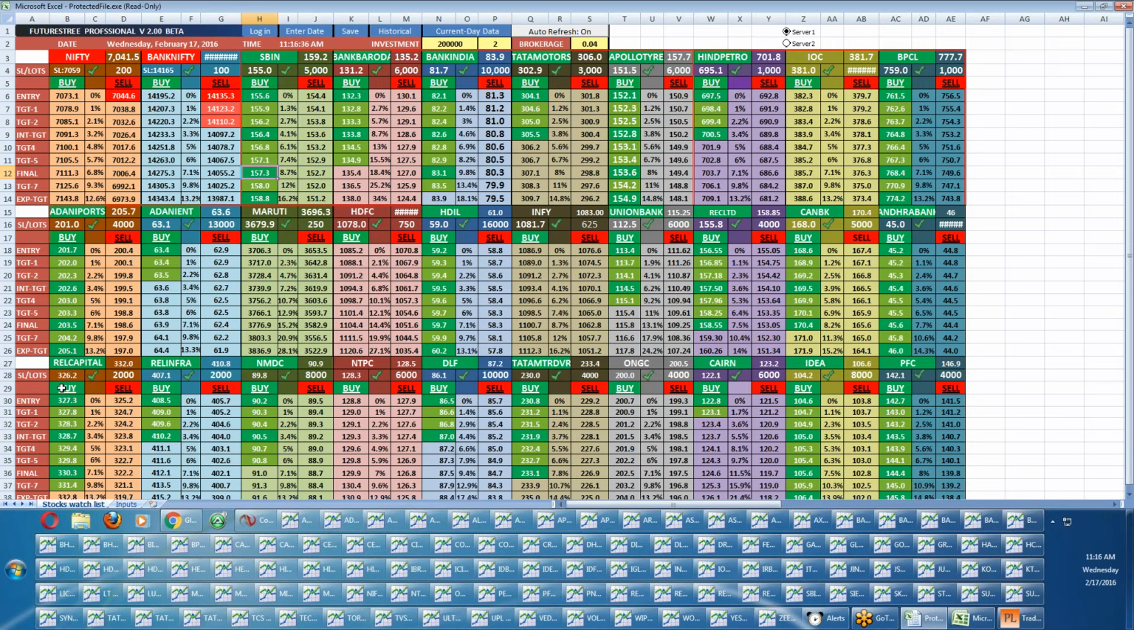So RelCap has done its final target, target 7. Rel Infra has done its intermediate target. Adani Ports 205, 206.